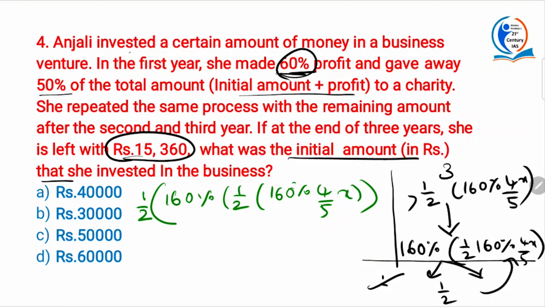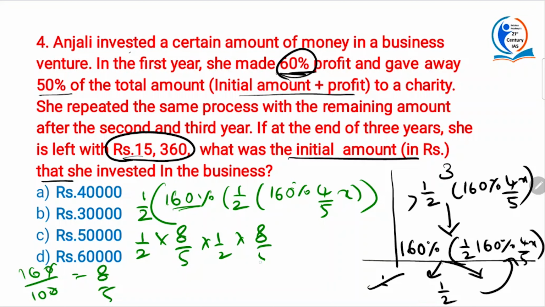All right. Now, how can 160% be written in the form of fraction? It is 160 by 100, right? So it is equal to 8 by 5. So instead of 160%, I'll write 8 by 5. Half of 8 by 5 into 1 by 2 into 8 by 5 into 4 by 5 X.